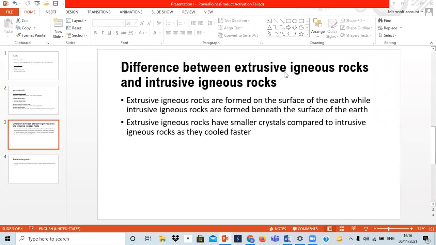Hannah, you can read. You're next. Differences between extrusive igneous rocks and intrusive igneous rocks. Extrusive igneous rocks are rocks formed on the surface of the earth.